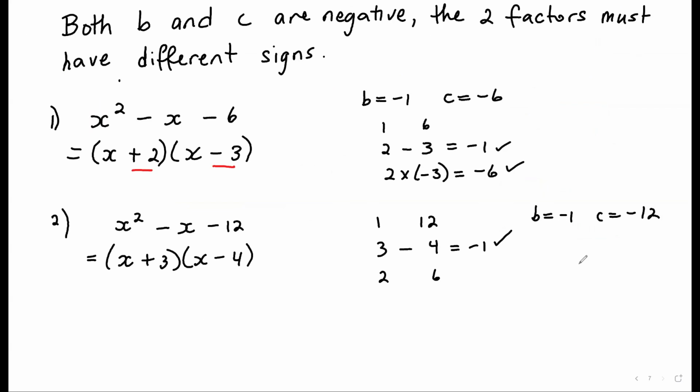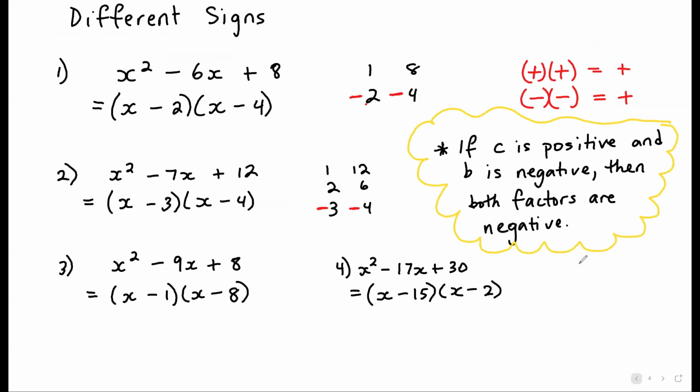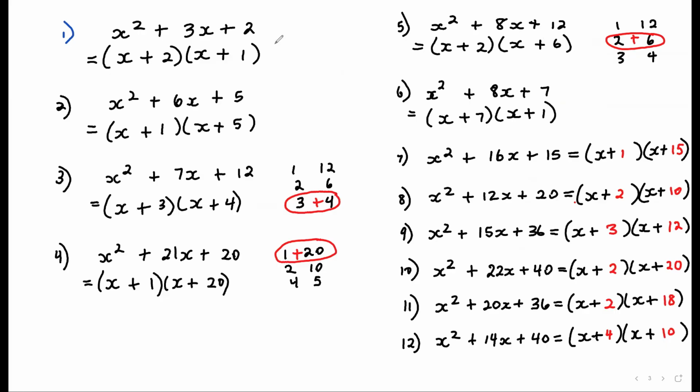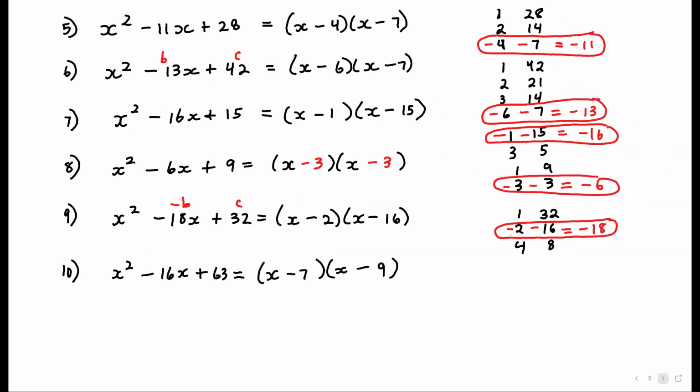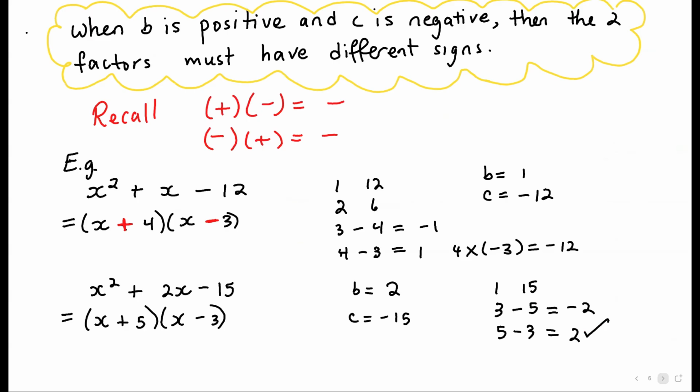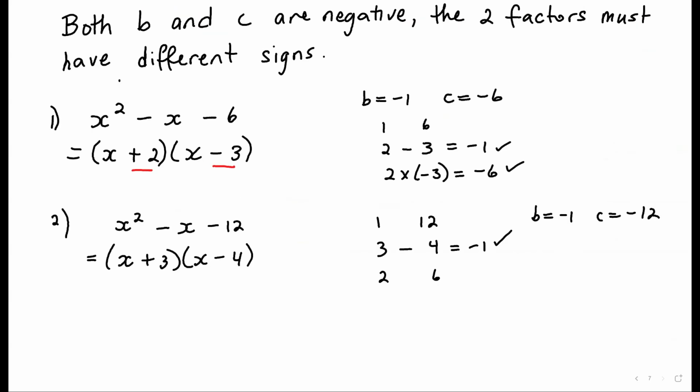Right, guys? So when C is positive, the two factors will have the same sign. Doesn't matter if it's two positives or two negatives. However, once C is negative, the two factors will have different signs. And it's all based on the fact that to get a negative product, you have to multiply two numbers with different signs. So I'm going to give you all some to do for me.